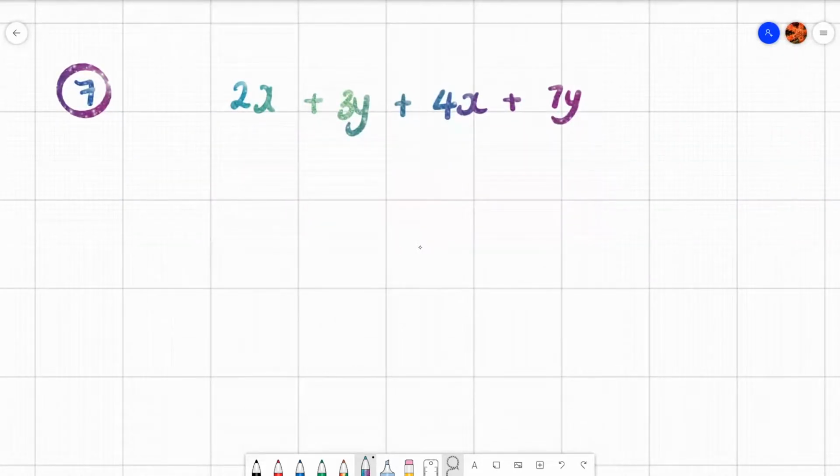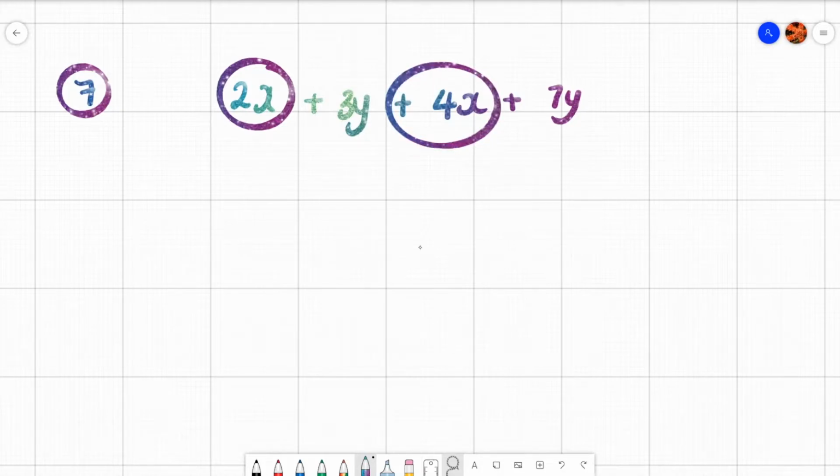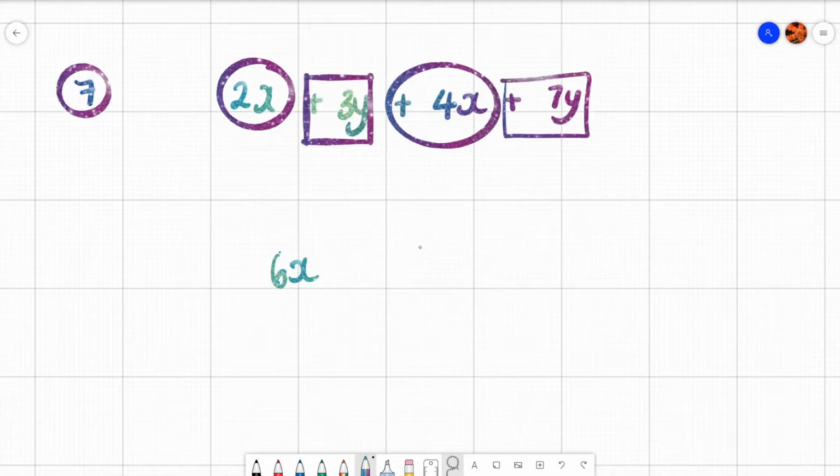Again, similar situation. I've got different letters. So let's have a look. I'm going to start off with the x's. That's the first thing there. So I've got 2x. Remember to circle the sign in front of your expression. So plus, that tells me what I'm going to do. 2x plus 4x is 6x. Then positive 3y. Add 7y is positive 10y, so plus 10y.